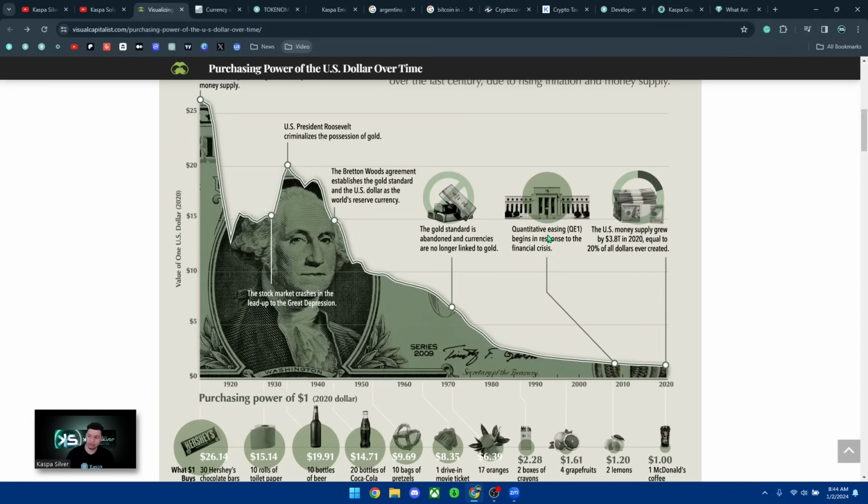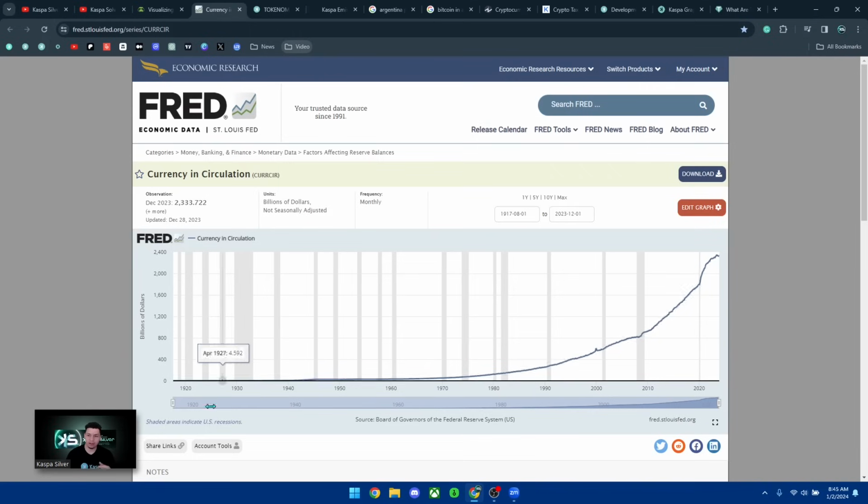And then you can see that quantitative easing started in response to a financial crisis back in '08, and ever since then, pretty much the way to solve financial crises is to print money in the US. And you could see that this recent crisis in 2020, about 3.8 trillion US dollars were printed in 2020, which is equivalent to about 20% of all the dollars ever created. And so if we're looking at the chart for that, you could see that over time, this is how the chart looks for US dollar being printed.